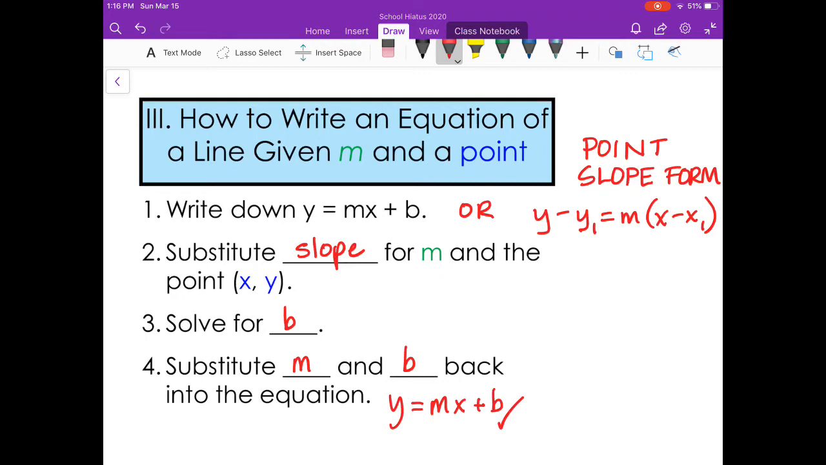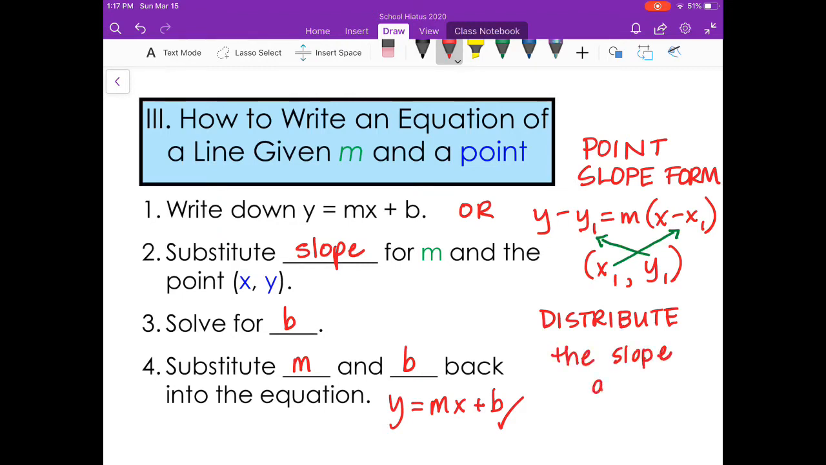Using point-slope form, we will also substitute the slope and the ordered pair coordinates x1 and y1 into the equation. After that, we will distribute the slope and we'll isolate y to create an equation in y equals mx plus b form.